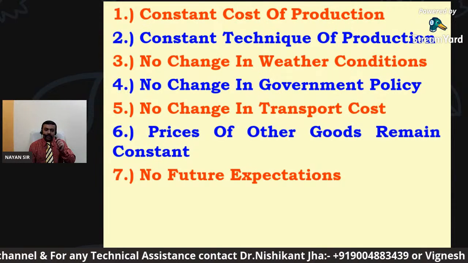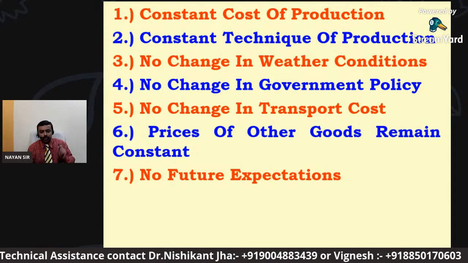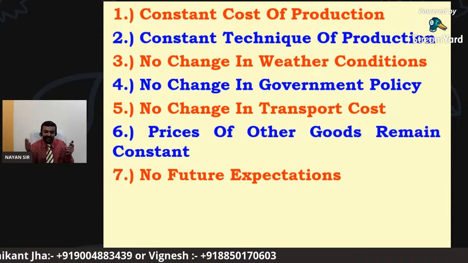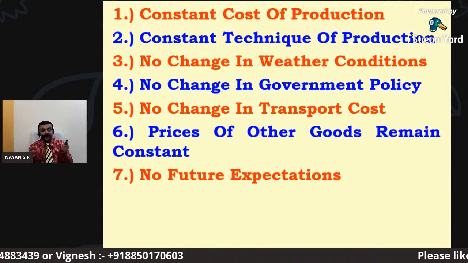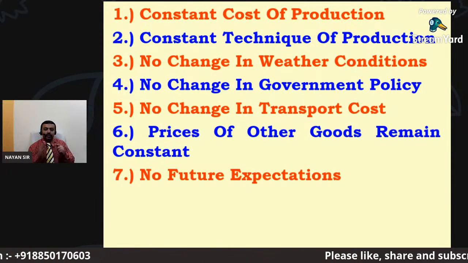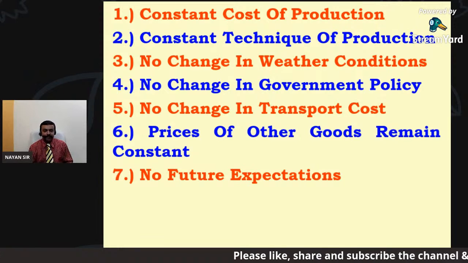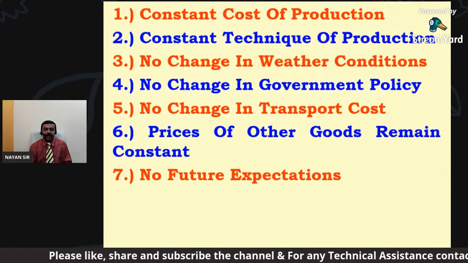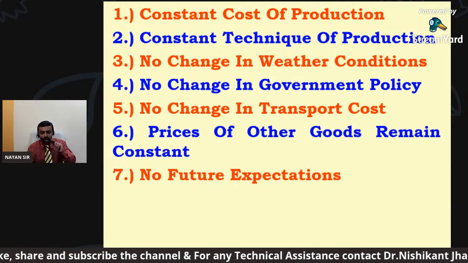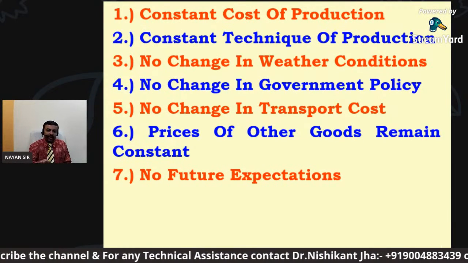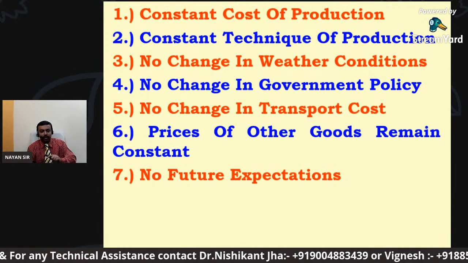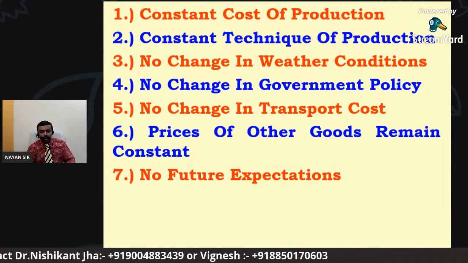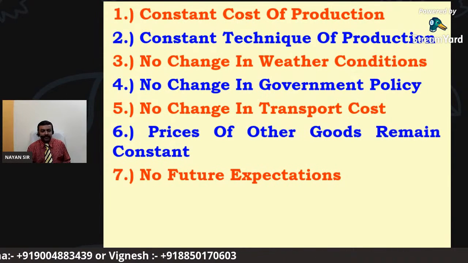It is assumed that there is no change in the cost of production. A change in cost of production will affect the profits of the seller, and hence less quantity will be supplied at the same price. Constant technique of production: it is also assumed that the technique of production does not change. Improved technique of production may lead to an increase in production. This in turn may lead to an increase in the supply at the same price.